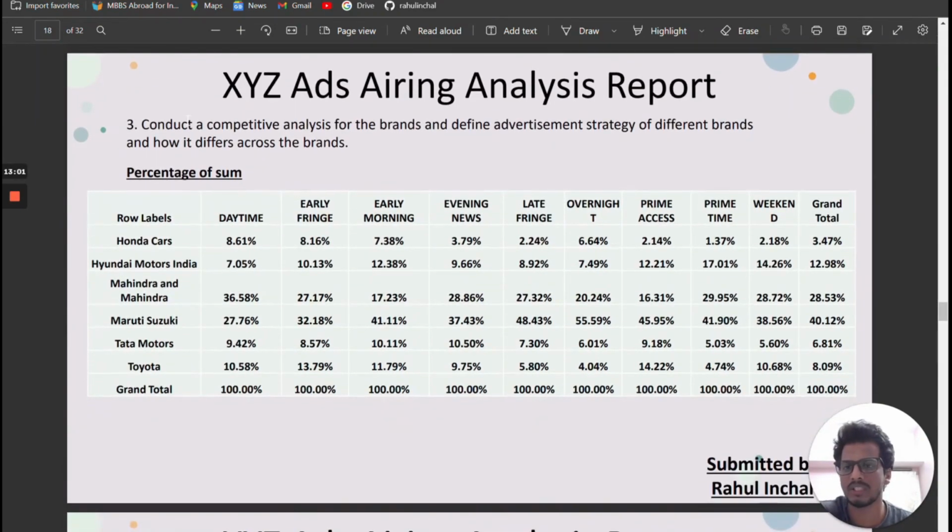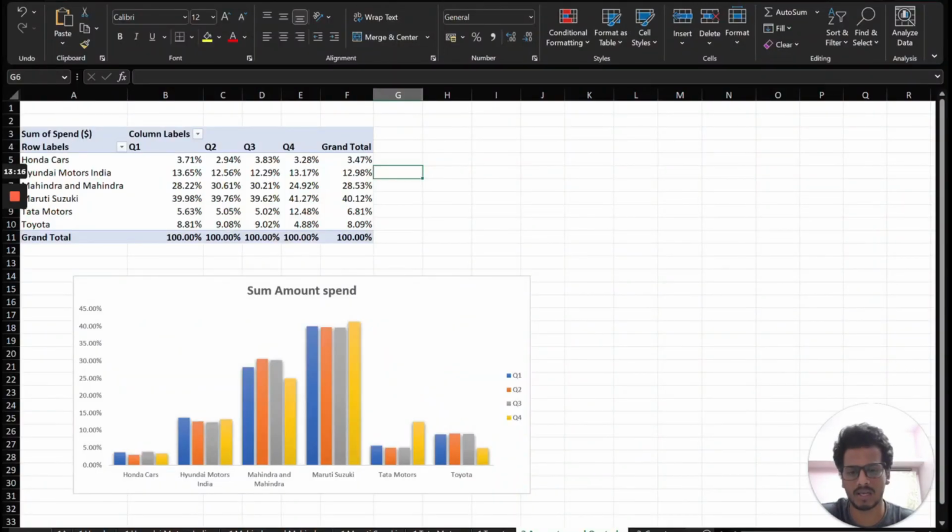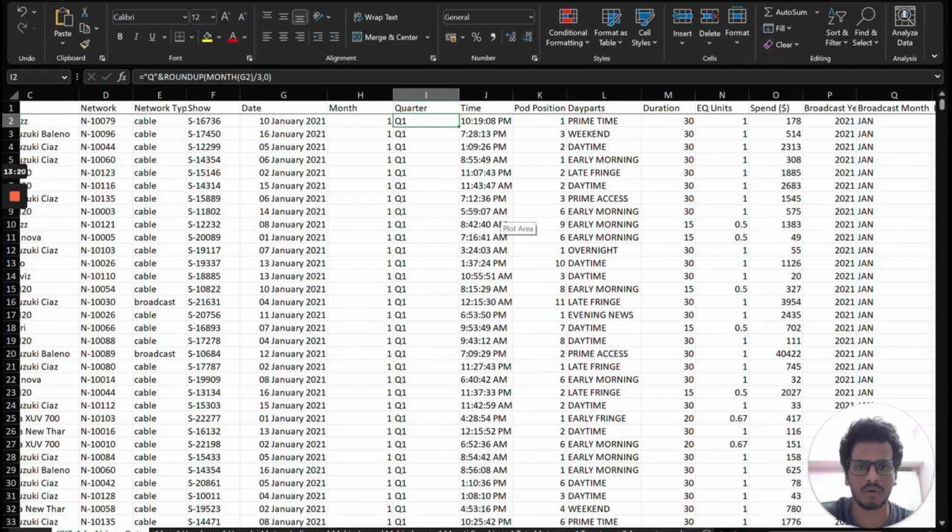So the third question is, conduct a competitive analysis for the brands and define the advertisement strategy of different brands and how it differs across the brands. Okay, so for this we are supposed to take one column called, hold on for a second. Yeah, for this we are supposed to take the column Dayparts.